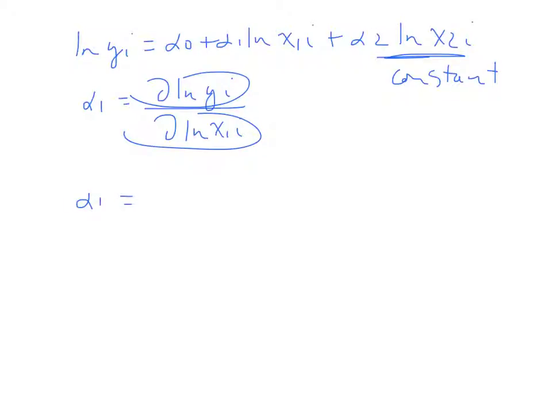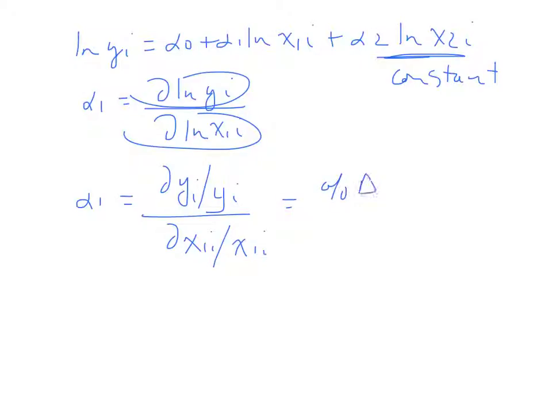And all that means is that we have the change in log y over the change in log x1i holding the x2 constant. We can interpret these in exactly the same way that we did in our previous model. This can be thought of as the change in y over y, the change in x1 over x1, and it can be thought of as the percent change in y when there's a small percent change in x1 holding constant the x2 expression.